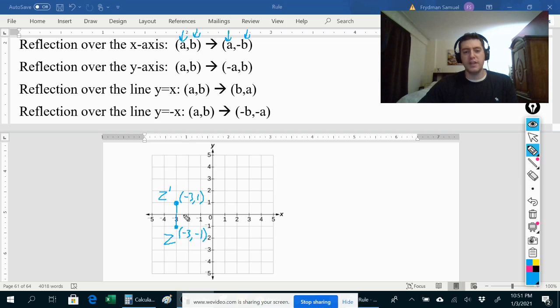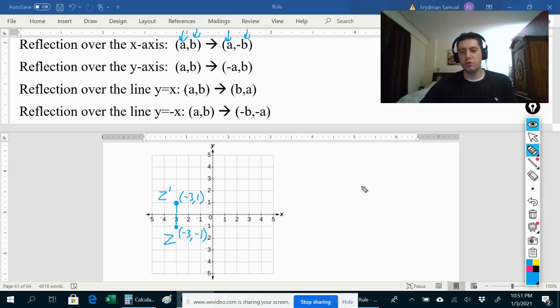So if I reflect over the x-axis, then the x-coordinate is going to stay the same, but the y-coordinate is going to be the opposite of what it was originally. If it was positive before, it'll be negative in the image. If it was negative before, it'll be positive in the image.